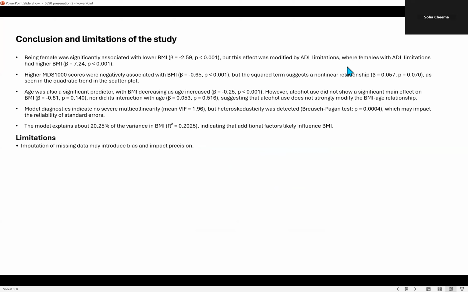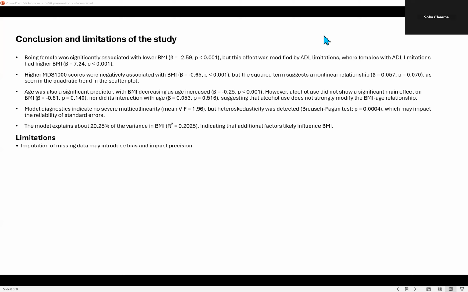In conclusion, we can say that being female was significantly associated with lower BMI, but this effect was modified by ADL limitations, where females with ADL had higher BMI. Higher MDS 1000 scores were negatively associated with BMI, but the square term suggests a nonlinear relationship, as seen in the quadratic trend in the scatter plots. Age was also a significant predictor, with BMI decreasing as age increased.